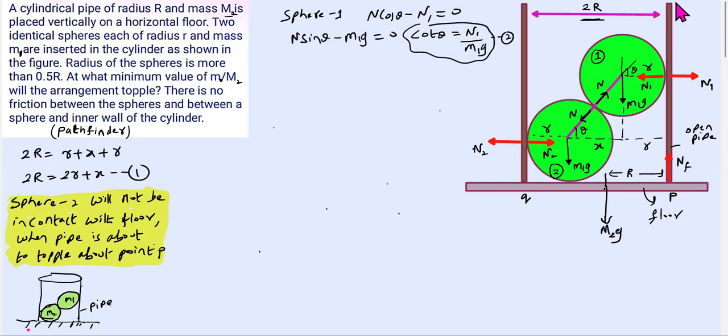This is sphere one. For sphere two, we'll write the equation. Sphere two: N cos theta, N2. This will be theta. This N cos theta should balance this N2.